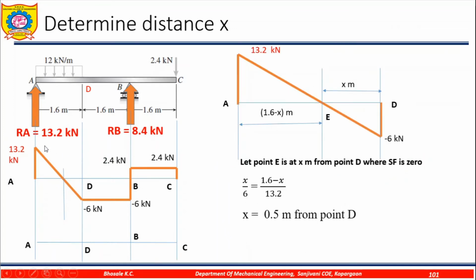So we have taken these two triangles here, and the point E is at x meter from point D. From the principle of two right-angled triangles we can find the distance: the ratio of the height of the first triangle to the base of the first triangle will be equal to the ratio of the height of the second triangle to the base of the second triangle. From that principle we can find the x distance. It comes as 0.5 meter from point D. Here we got the distance.